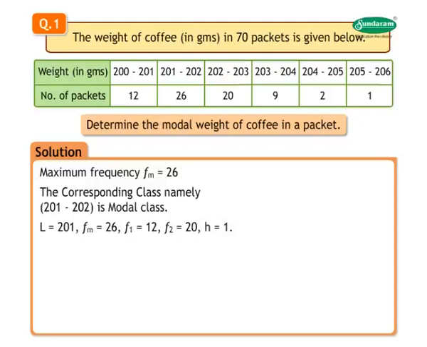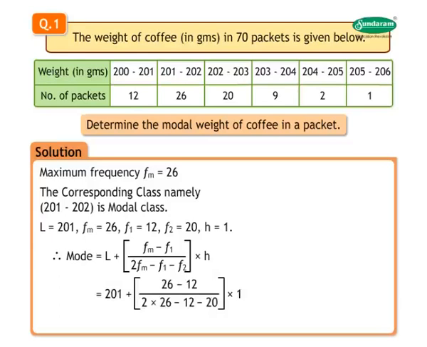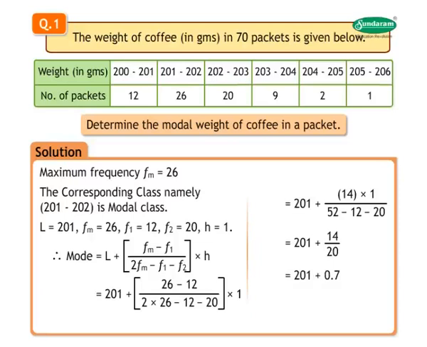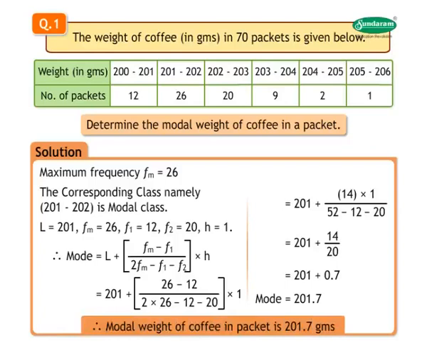We know the formula for mode is equal to L plus (FM minus F1) upon (2FM minus F1 minus F2) into H. Substituting the values in the above formula, we get 201 plus (26 minus 12) upon (2 into 26 minus 12 minus 20) into 1, is equal to 201 plus 14 into 1 upon (52 minus 12 minus 20), is equal to 201 plus 14 upon 20, is equal to 201 plus 0.7, is equal to 201.7. Therefore, modal weight of coffee in a packet is 201.7.